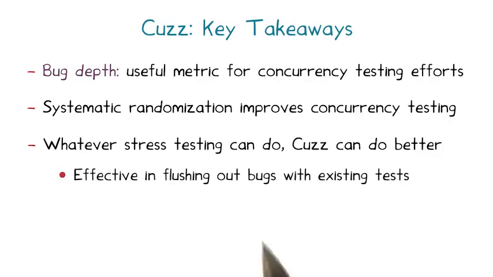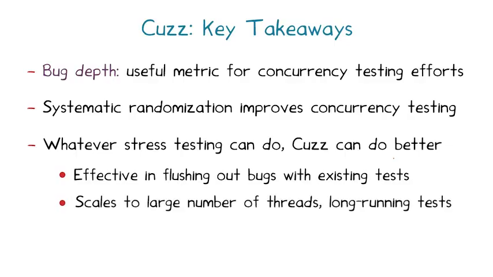Finally, whatever traditional stress testing can do, the cuz concurrency testing tool can do better. It is effective in flushing out concurrency bugs using existing tests. It simply needs to fuzz the thread schedule when running each of those tests. It can scale easily to a large number of threads and long-running tests. And it has a low barrier to adoption as it is fully automated. It neither requires users to provide any specifications nor make any modifications to the program.